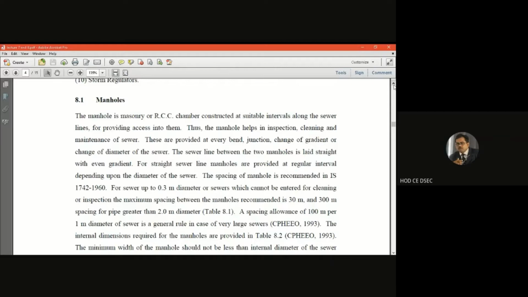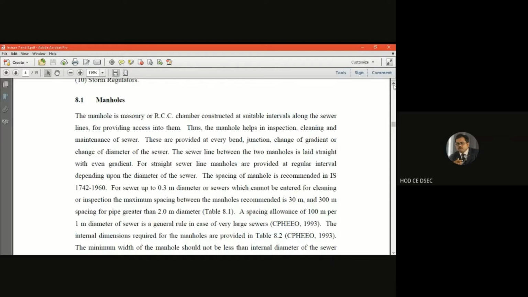What I am trying to say is, the smaller the diameter of the sewer, the less the spacing of the manhole, because there is a difficulty in access of the smaller pipeline. So in that case, the manhole spacing has to be reduced. But if we talk about a larger sewer line, then obviously the spacing of the manhole will also be more. So the spacing of the manhole is dependent on the diameter of the pipe as recommended by IS 1742.